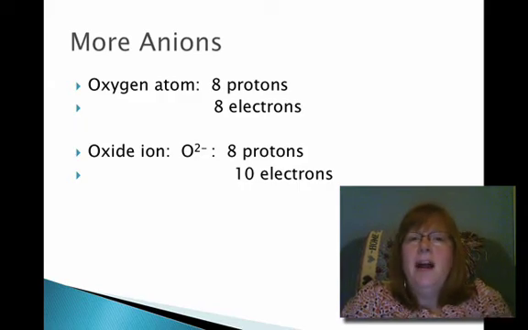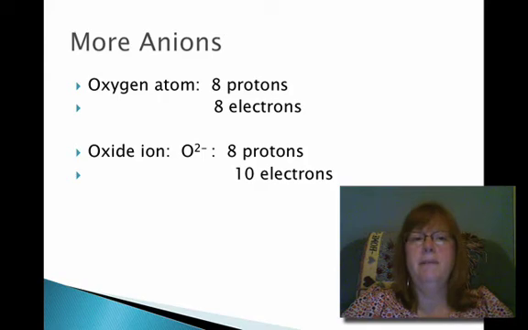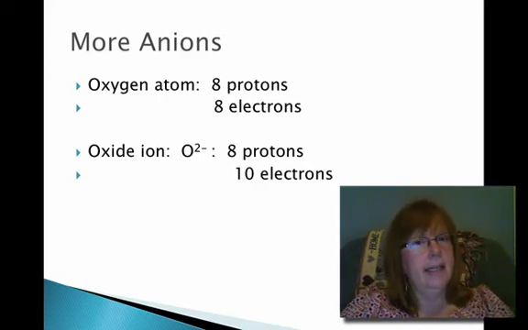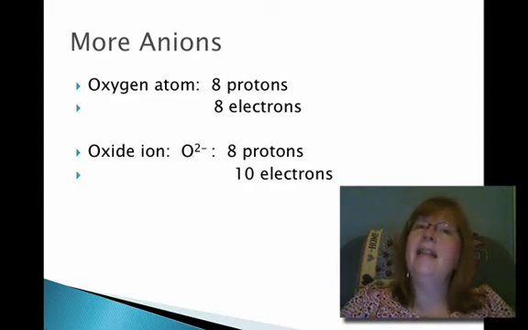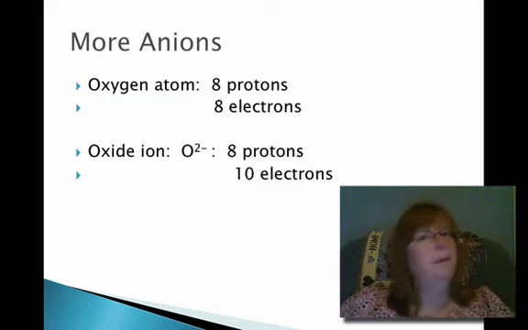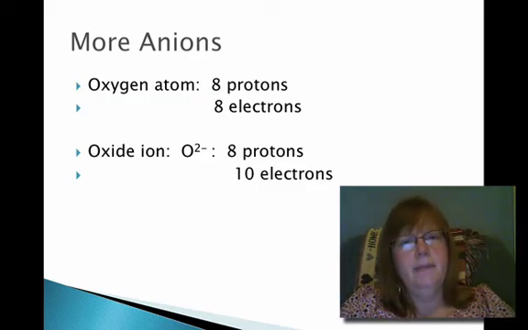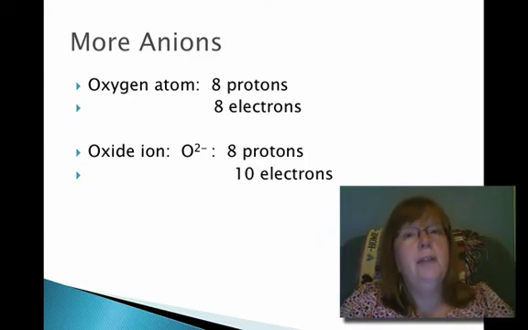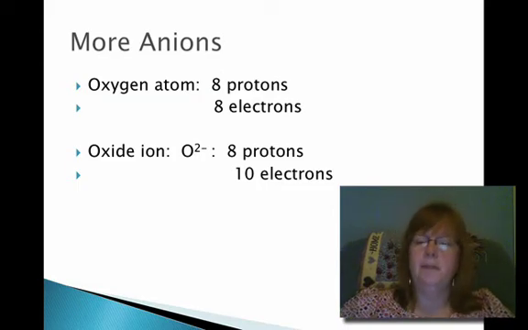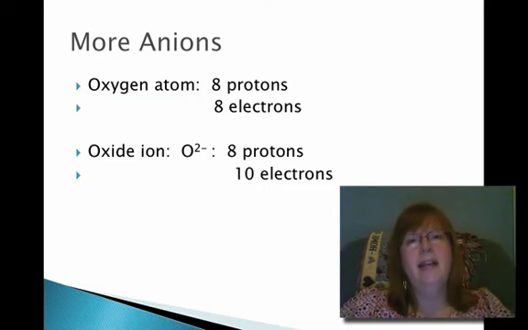We can do it with the oxygen atom. 8 protons, 8 electrons matches the atomic number, but the oxide, see that ending again, the anion has that "ide" ending. The oxide ion has a -2 charge. The protons are the same as the atom, 8 protons. The number of electrons, however, we've gained 2 electrons, and that's why it has the -2 charge. So we have 10 electrons.